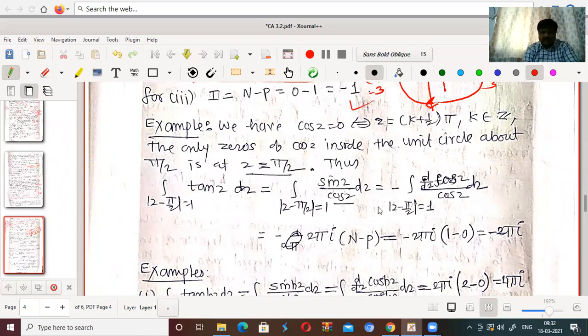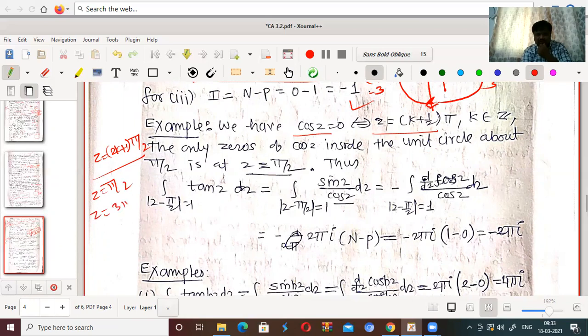Next example we will see. We know that cos z equal to 0 implies z equal to (k plus 1 by 2) pi. That means z equal to (2k plus 1) into pi by 2. We know that cos z is 0 at all odd multiples of pi by 2. That means at z equal to pi by 2 by putting k equal to 0, 3 pi by 2 by putting k equal to 1, 5 pi by 2 and so on. That is all odd multiples of pi by 2.